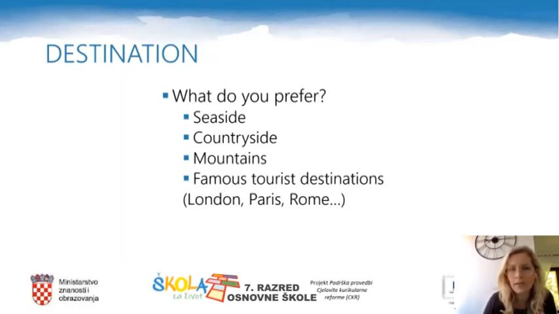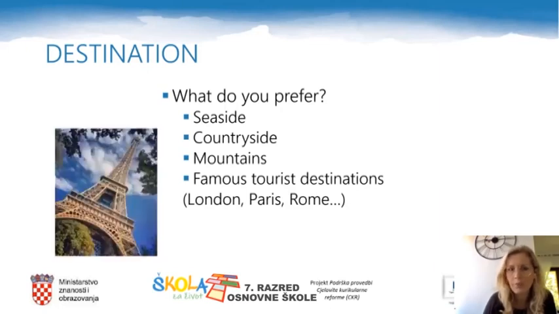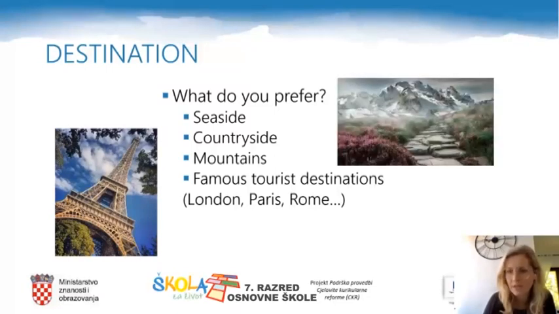What's your dream holiday destination? Do you like going to the same place, or do you like going somewhere else every year? Do you prefer going to the seaside, to the countryside, or maybe to the mountains? Or do you prefer famous tourist destinations such as London, Paris, or Rome? Think about it for a bit. Maybe you have some other ideas.